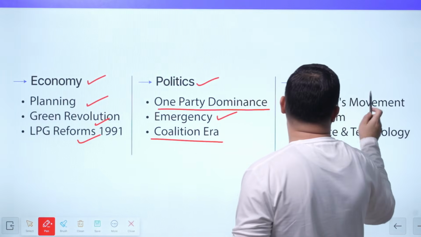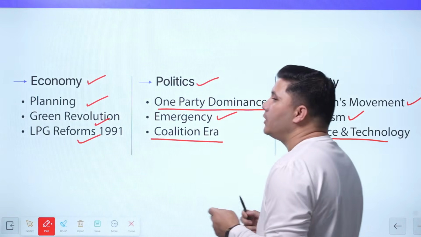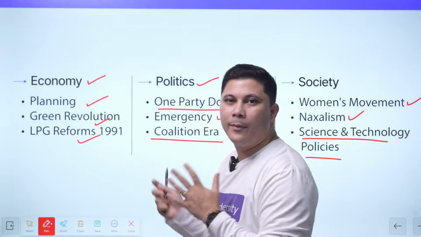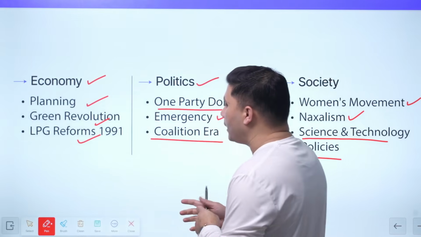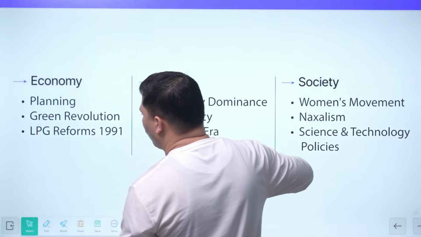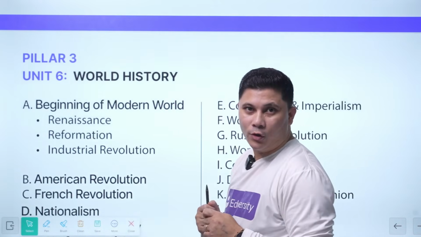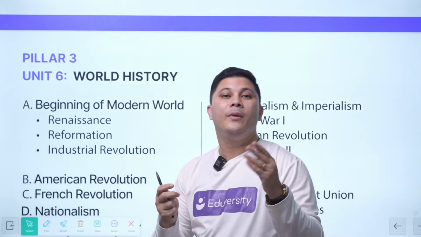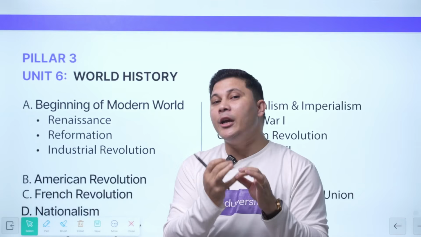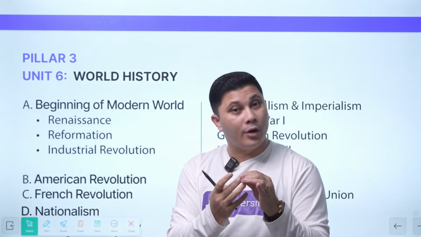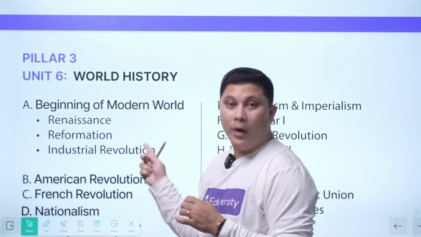Then apart from this, society, women's movements, Naxalism, science and technology, and policy in the post-independence period, we all have to cover in GS Paper 1. Now going forward, we have to study world history also. See, history becomes a very, very large part. Apart from art and culture, you have ancient history, medieval history, modern history, post-independence India, and world history.